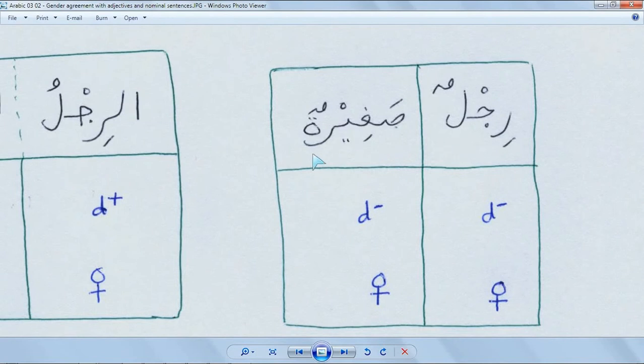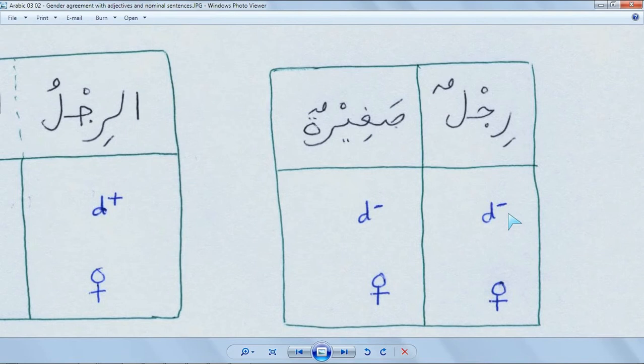Rijlun saghira. So rijl, as we just said in the previous video, is the foot or the leg, and because it's a paired body part and not one of the exceptional body parts, it is female. So it is described by an adjective, saghir, but since it's female, we have to add the ta marbuta, saghira. So rijlun saghiratun.